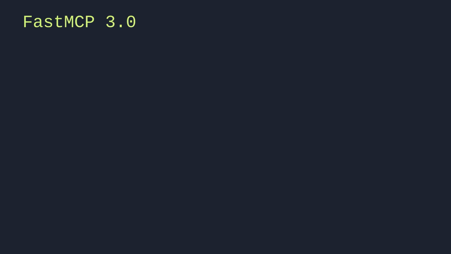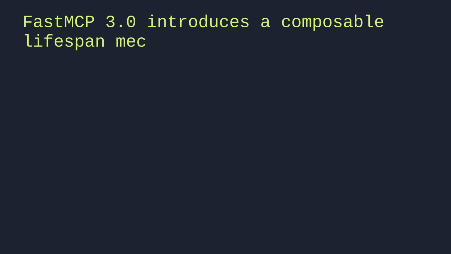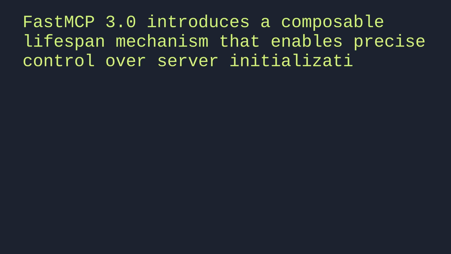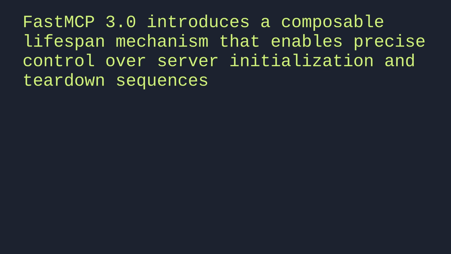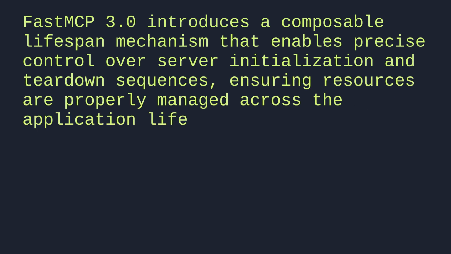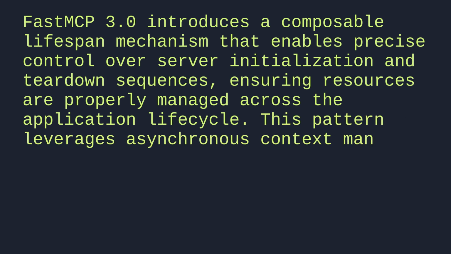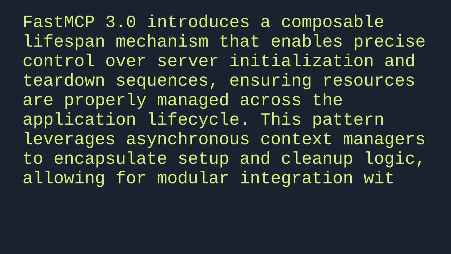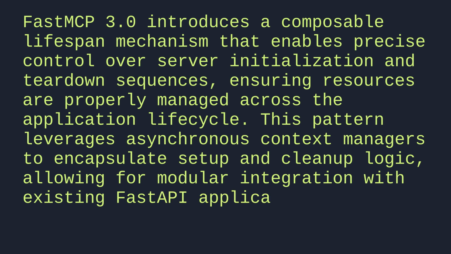FastMCP 3 introduces a composable lifespan mechanism that enables precise control over server initialization and teardown sequences, ensuring resources are properly managed across the application lifecycle. This pattern leverages asynchronous context managers to encapsulate setup and cleanup logic, allowing for modular integration with existing FastAPI applications.